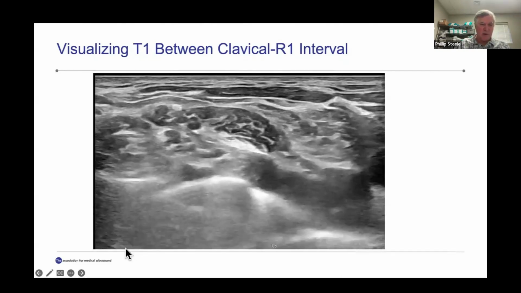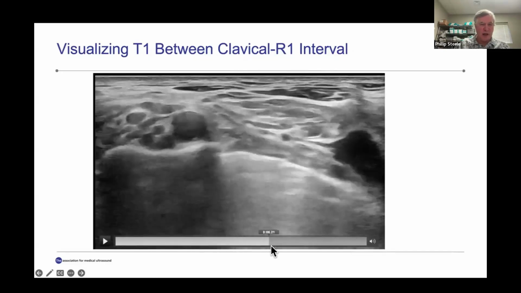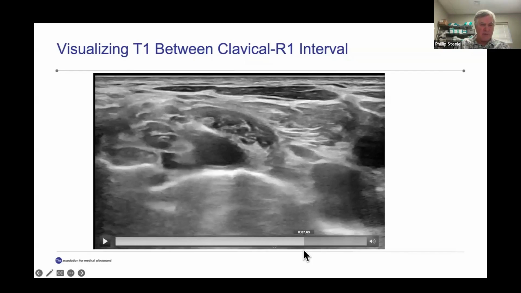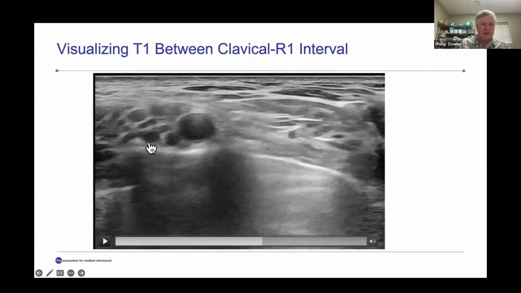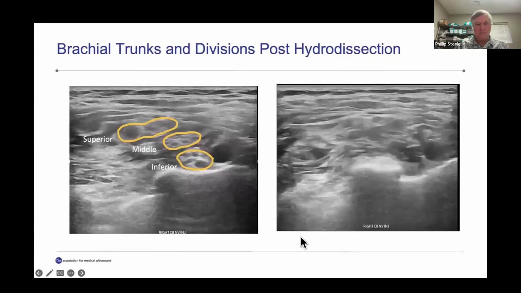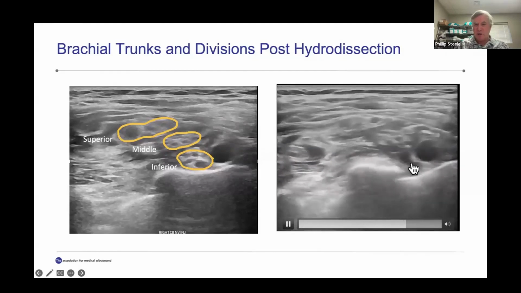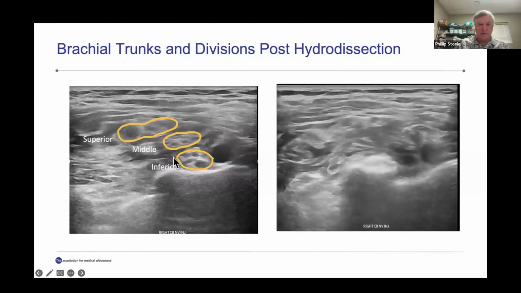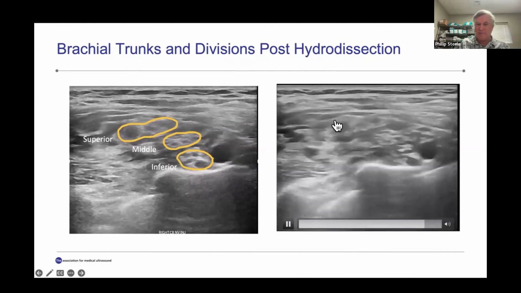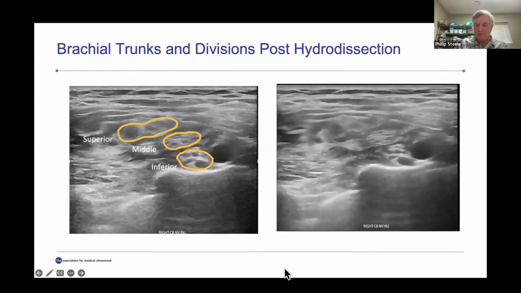This is an example of using my subtle push to highlight the T1 nerve root. So this is the T1 coming out right here and joining up with C8 to form the inferior trunk. And then this is after I hydrodissected someone with neurogenic thoracic outlet. We did a release, tried to get rid of this fibromuscular band and get fluid flow around it. It helps highlight the superior, middle, and inferior trunk.